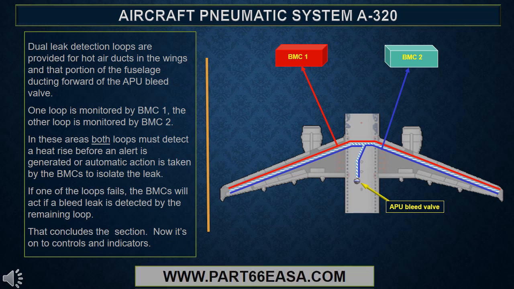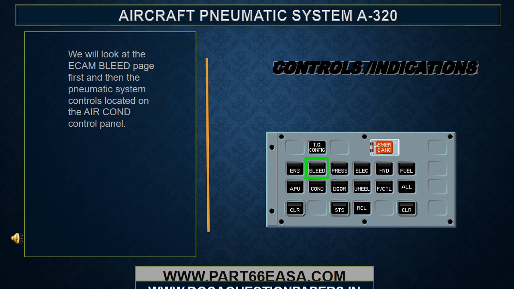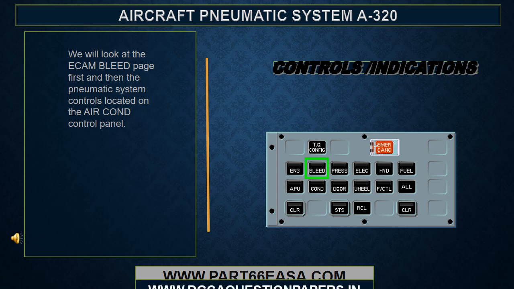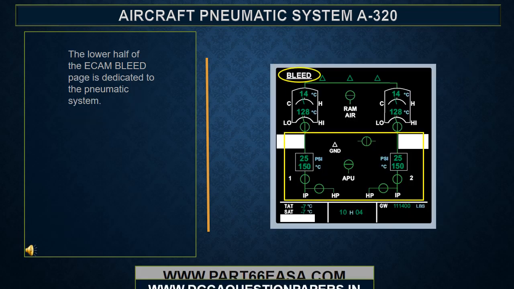That concludes the section. Now it's on to controls and indicators. We will look at the ECAM bleed page first, and then the pneumatic system controls located on the air conditioning control panel. The lower half of the ECAM bleed page is dedicated to the pneumatic system.